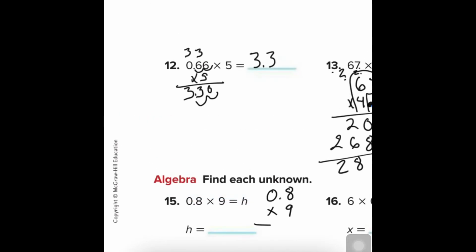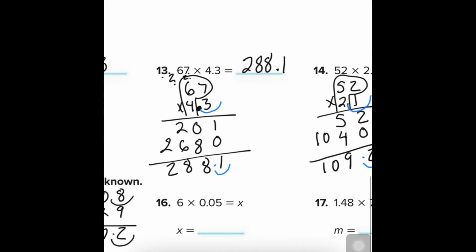Okay, we're going to do 0.8 times 9. 9 times 8 is 72. And then 9 times 0 is 0. Bring down the 7. And then we have 1 decimal spot, 1 decimal spot, 7.2.